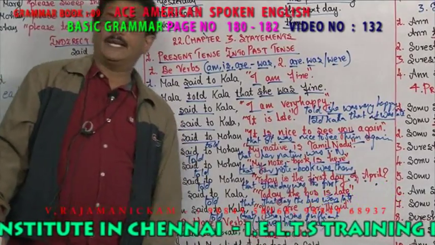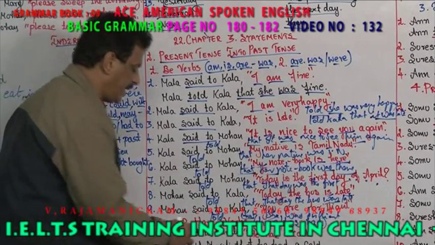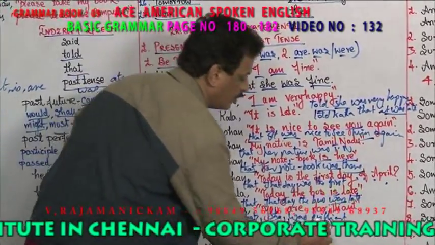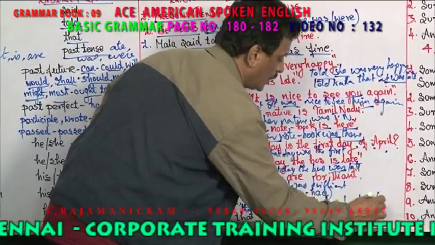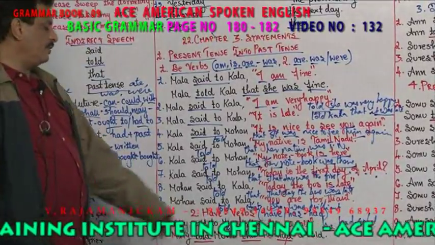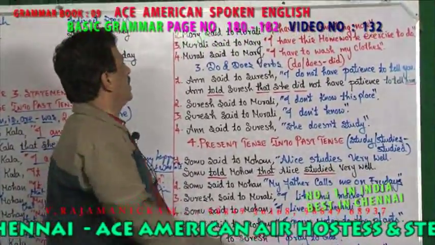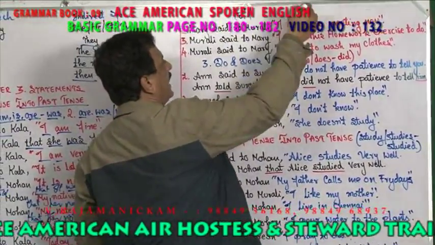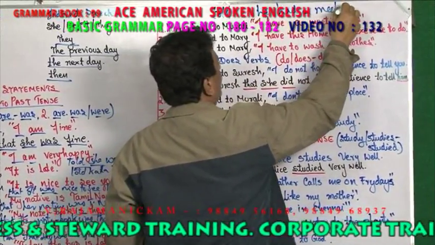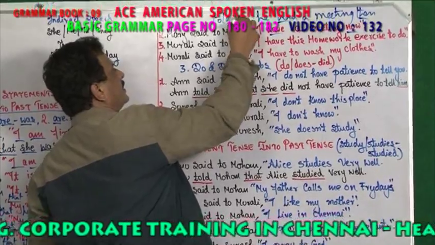Have verbs. Have and has changes into had. Mary said to Murali, he has a cold. So Mary told Murali that he had a cold. Has changes into had, right? Now Mary said to Murali, I have a meeting now. So what does it change? Mary told Murali that he had a meeting then. Now changes into then, have changes into had, that, told that.